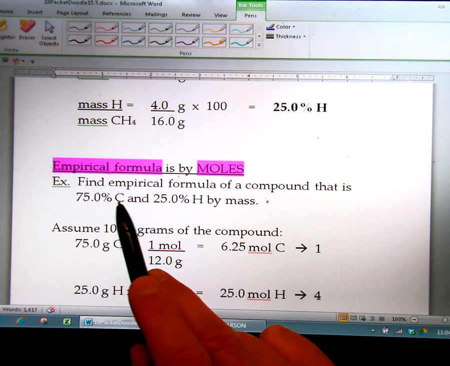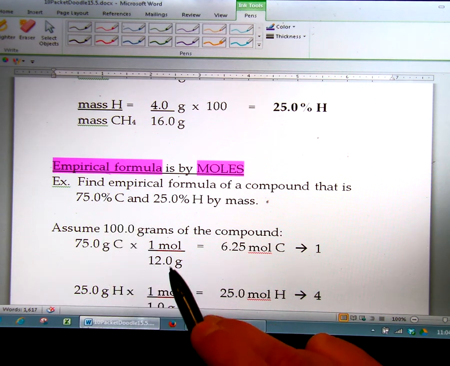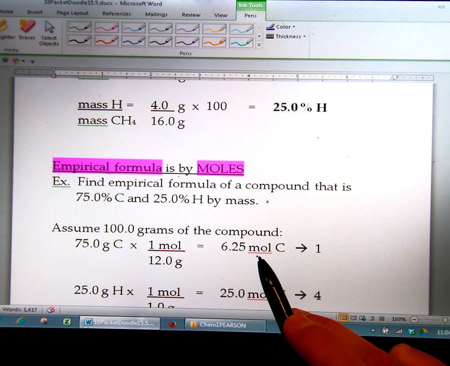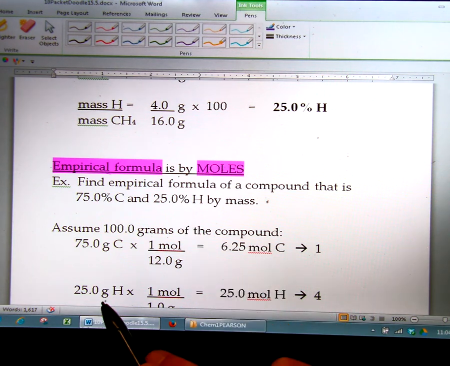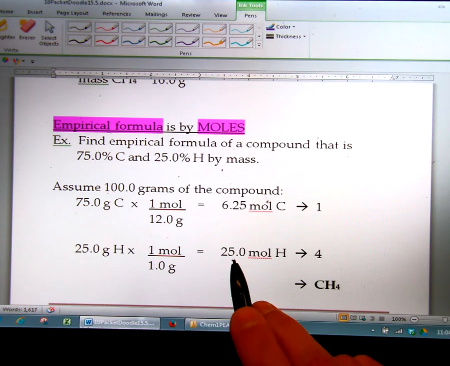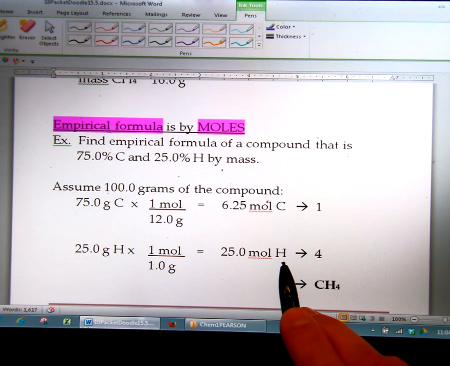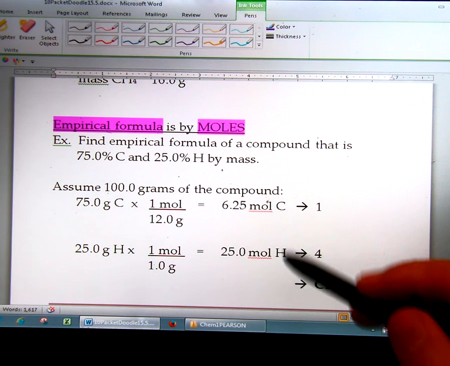So 75%, which is 75 grams of carbon, converted to moles with the periodic table, will give you 6.25 moles of carbon. And 25% hydrogen, which is 25 grams of hydrogen, converted into moles, will give you 25 moles of hydrogen. And now what we need to do is figure out what is the simplest ratio of these two amounts of moles.